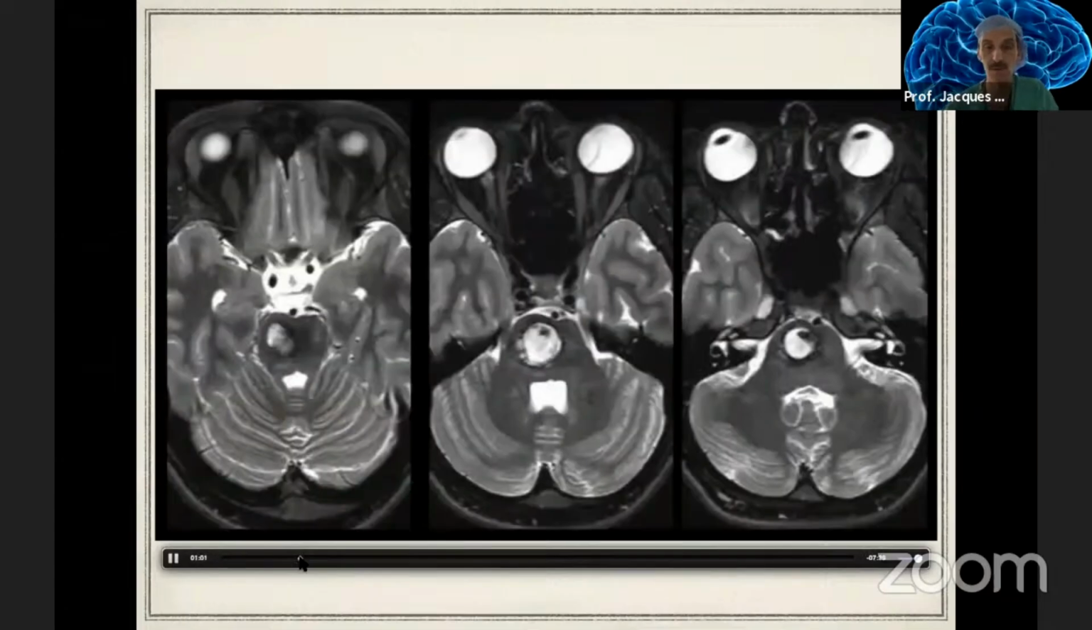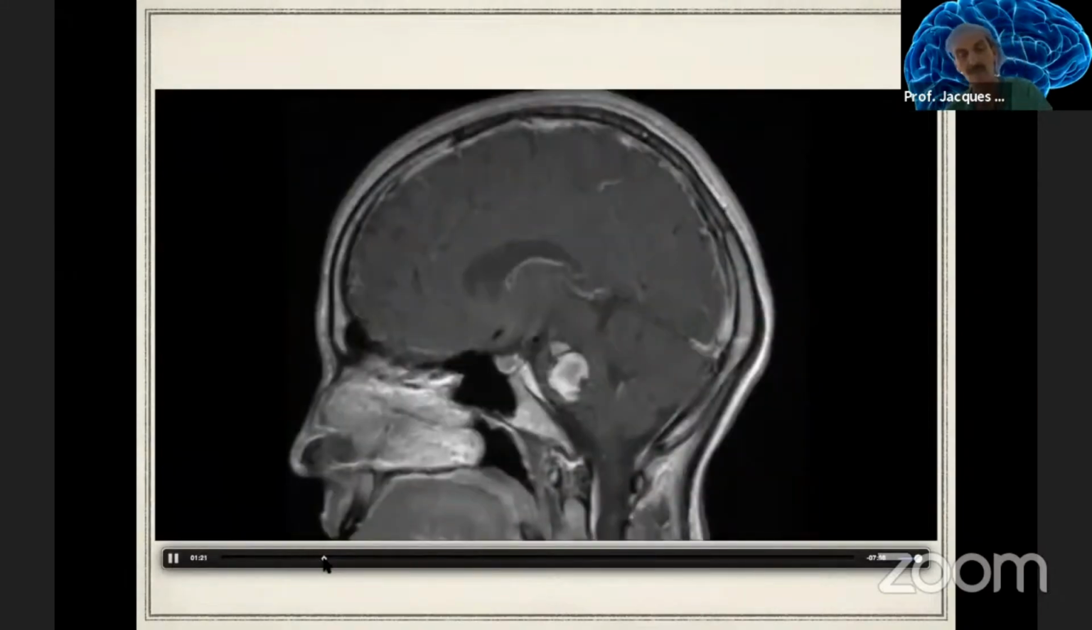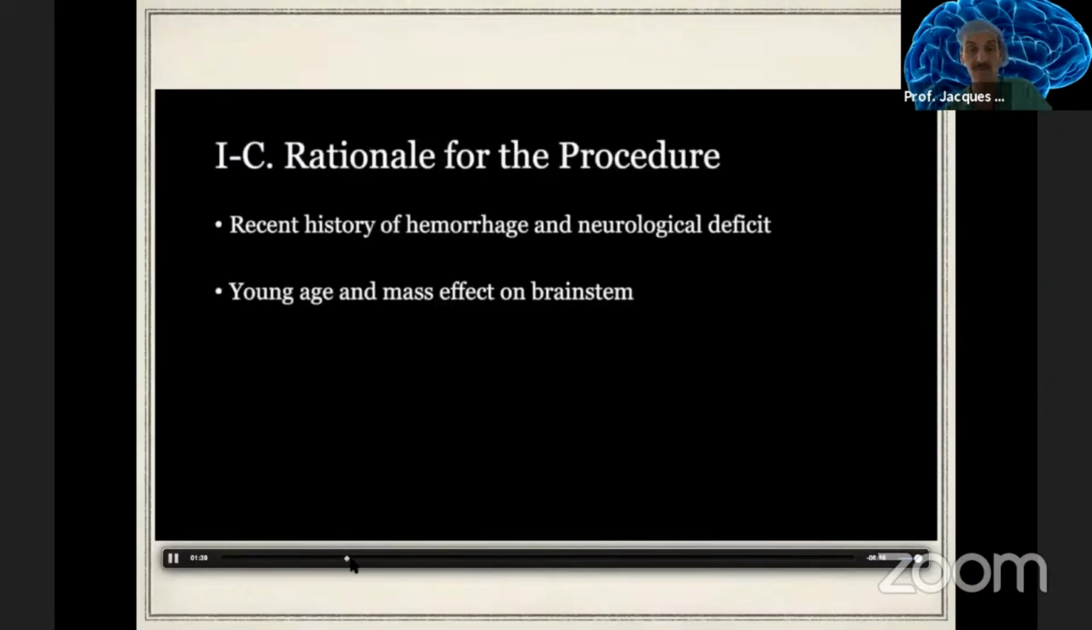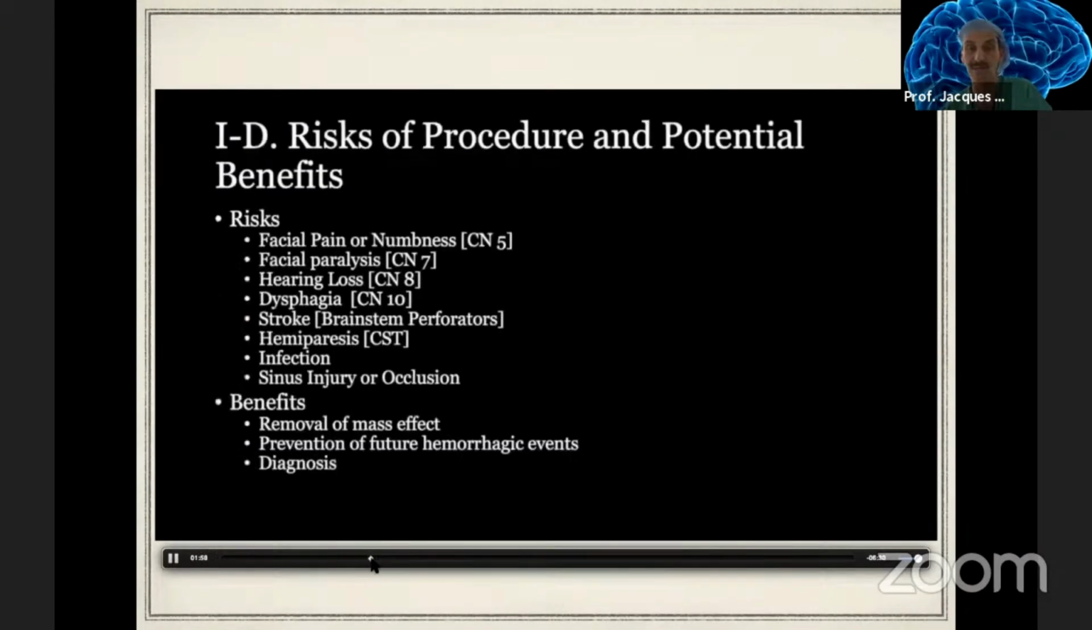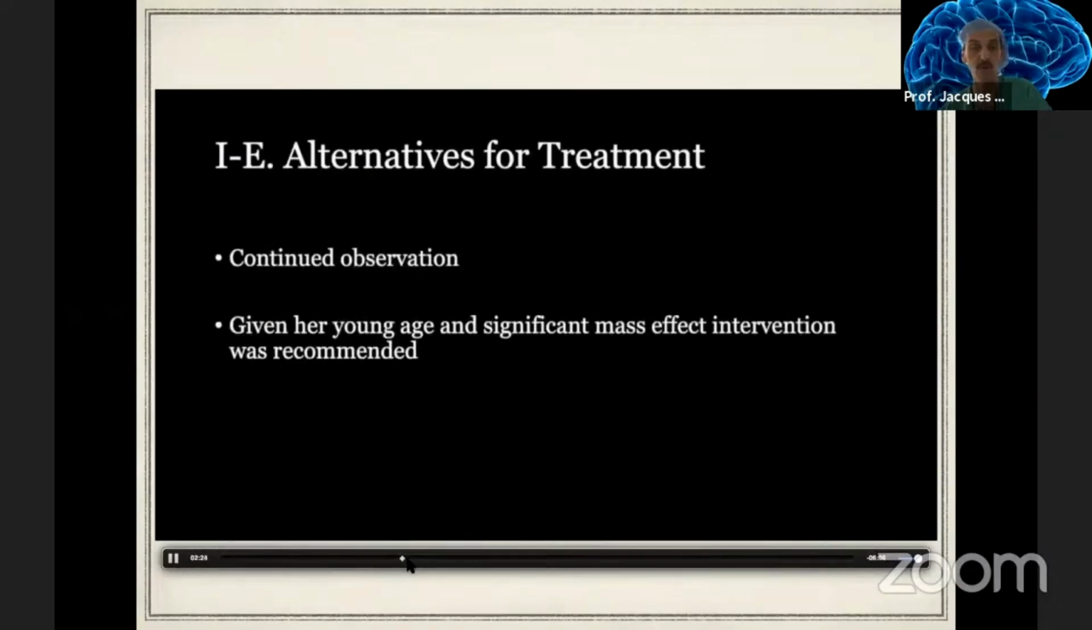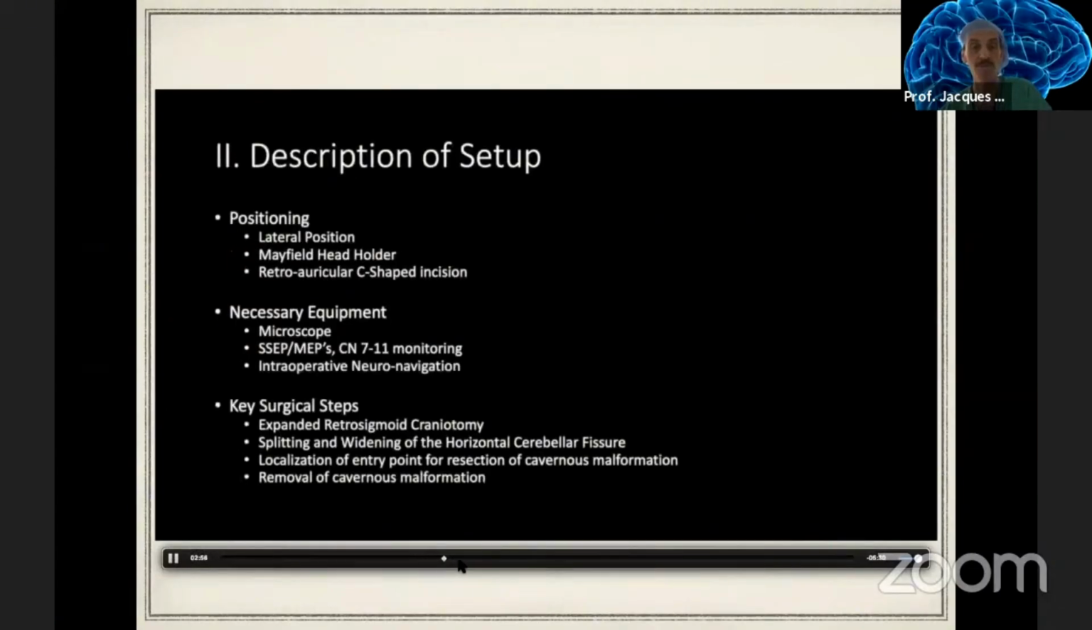So this is a lesion in a young woman who hemorrhaged. You could do, so I thought I'll do a retrosigmoid, but it was a little posterior and I needed to enter the middle cerebellar peduncle. The best way I found at surgery is to split that horizontal fissure. And I'm going to show you.